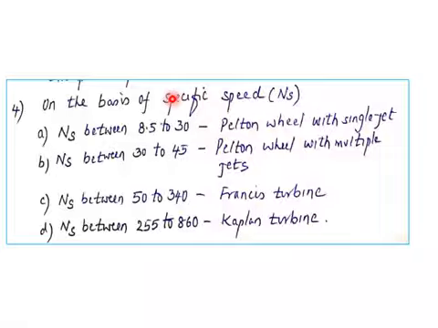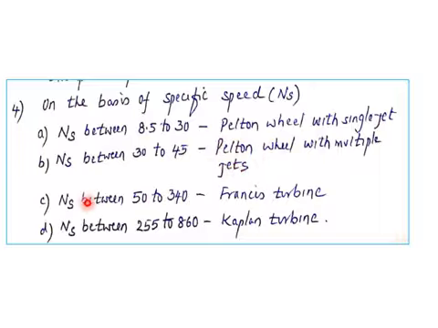According to that, a model of a prototype is constructed and we make it work under 1 meter head to develop 1 kilowatt power. Whatever speed is achieved by the model is known as the specific speed. When the specific speed is between 8.5 and 30, it is a Pelton wheel with a single jet. If the specific speed is between 30 and 45, then we have a Pelton wheel with multiple jets.